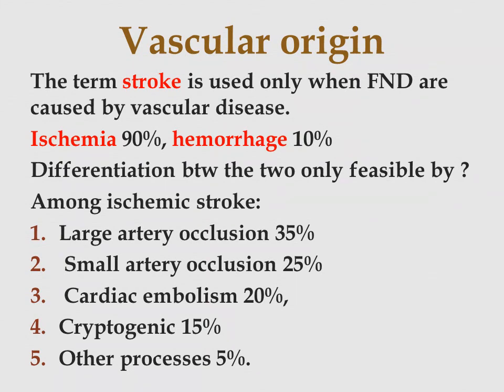Among ischemic strokes, large arterial occlusion occurs in 35%, small arterial occlusion in 25%, cardiac embolism 20%, cryptogenic 15%, and other processes 5%.